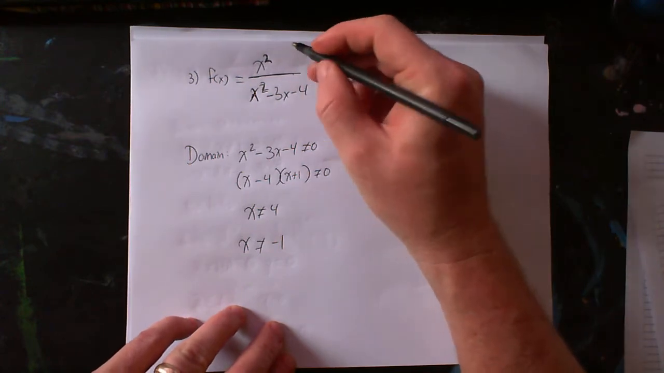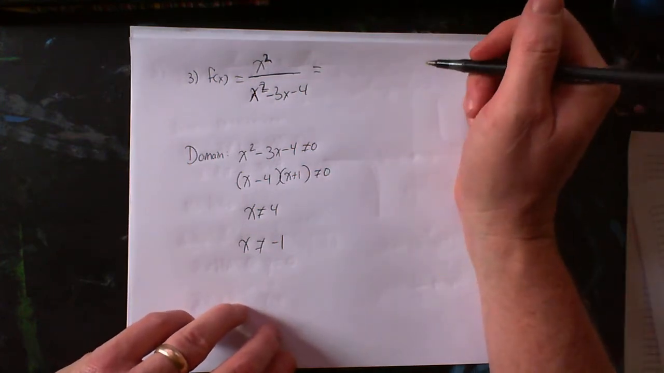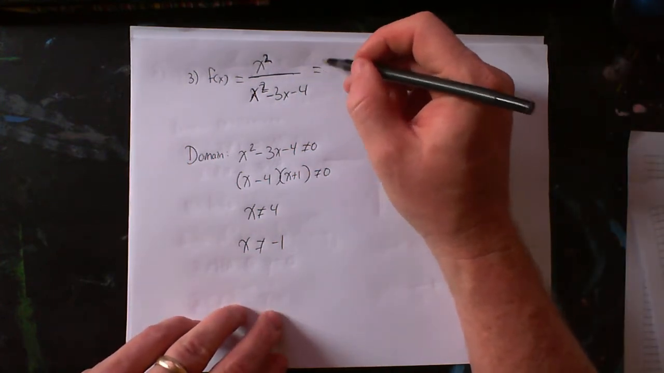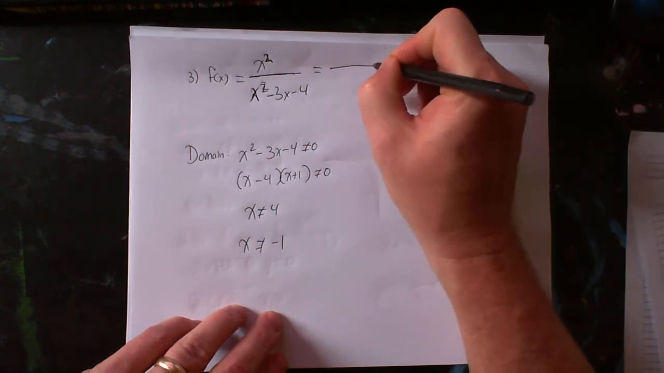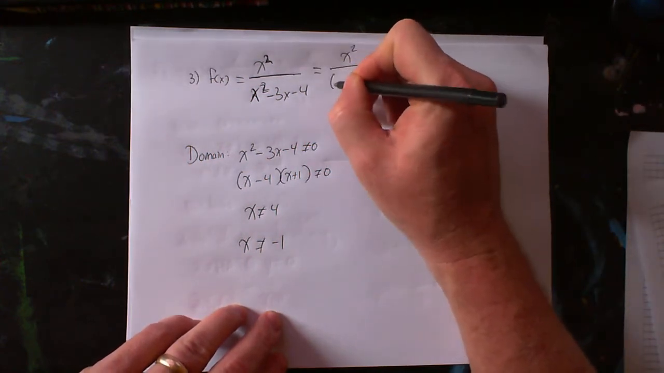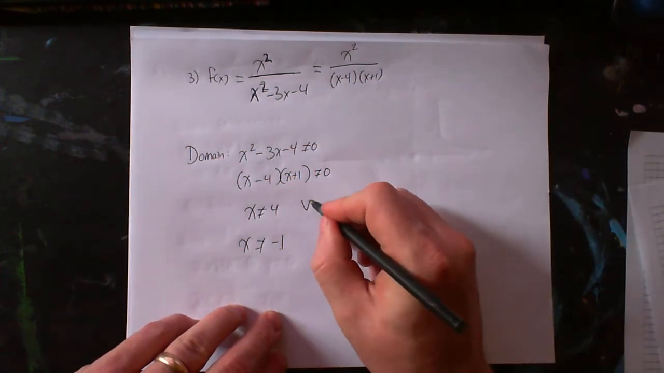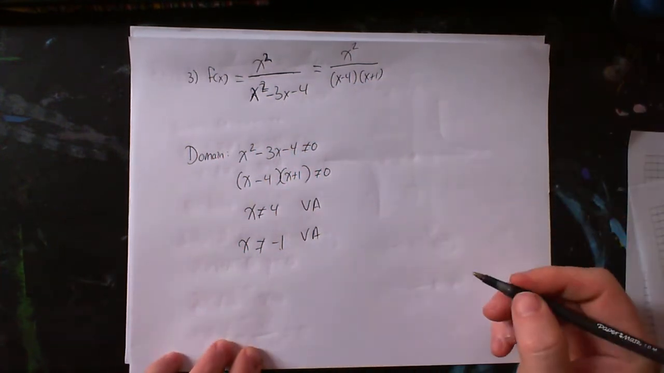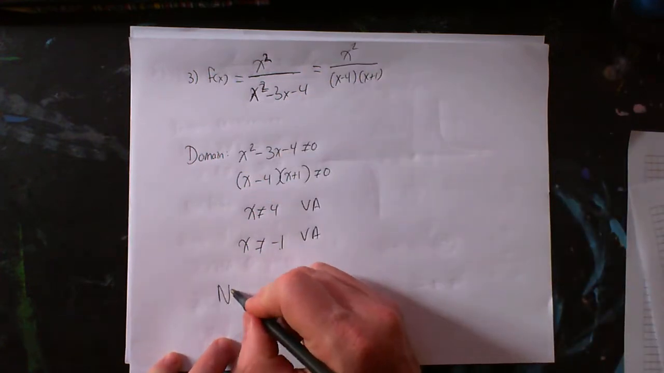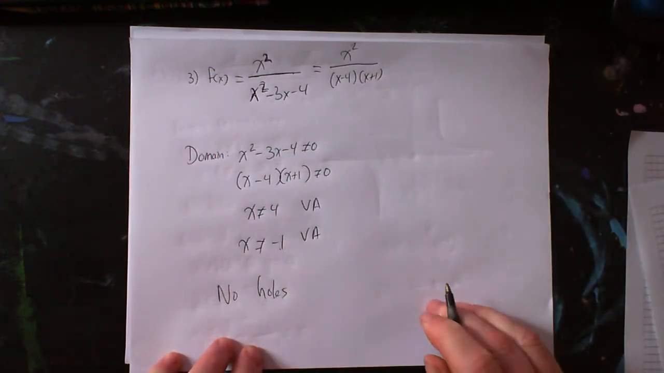Since nothing in the numerator and denominator cancel each other out, we know that in this case both the negative 1 and the 4 will both be vertical asymptotes. Since nothing canceled, there are no holes.